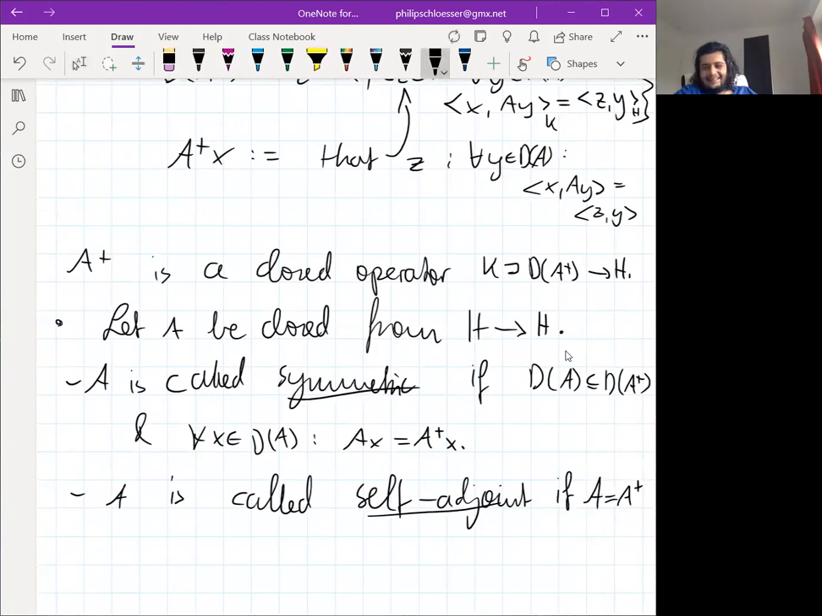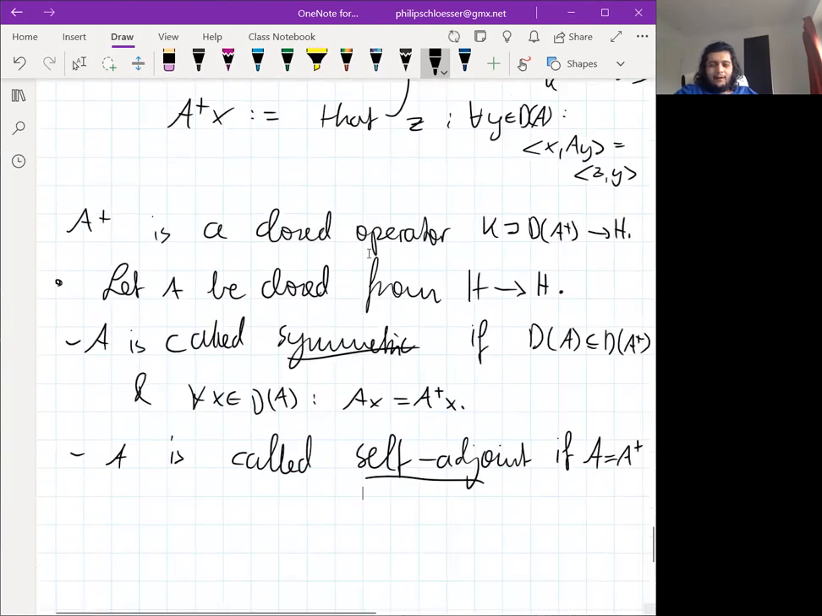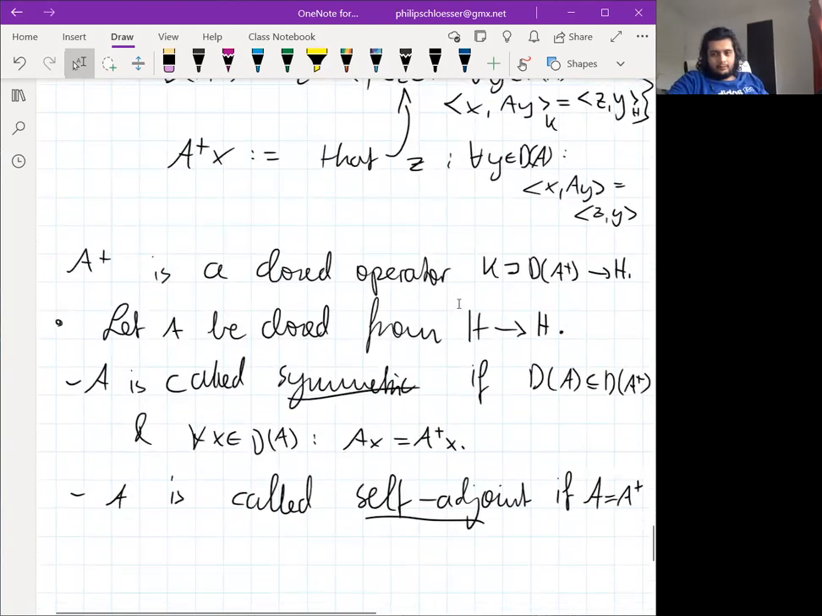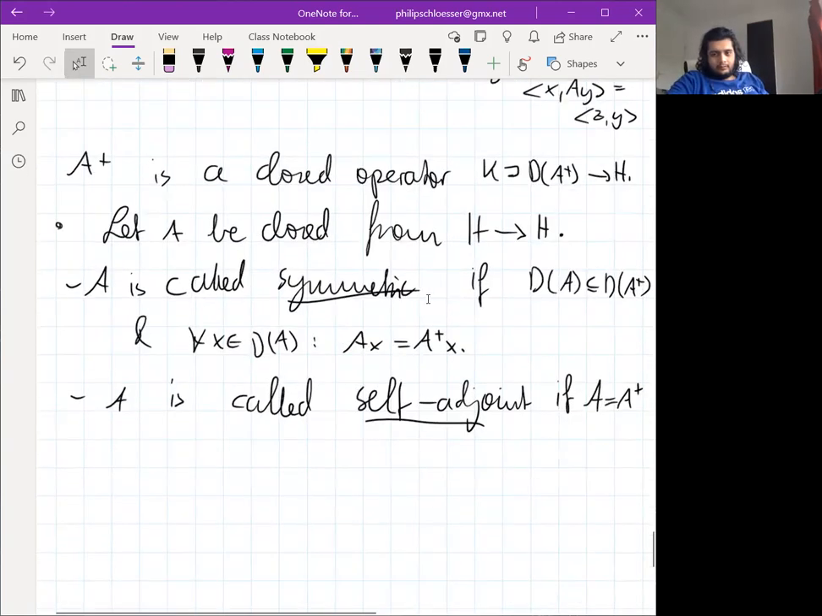So why is it not the same thing? Why are they qualitatively different? I'm sorry, I didn't understand you. No, I mean, why is a symmetric operator and a self-adjoint operator qualitatively different?